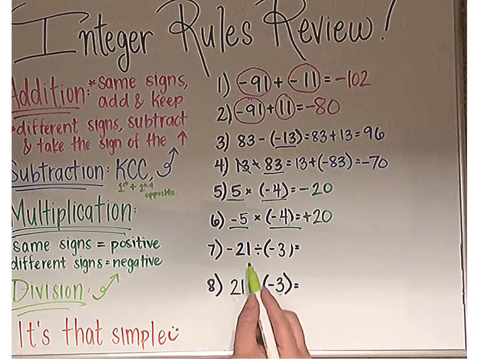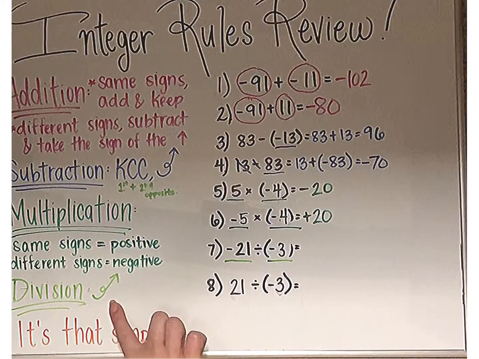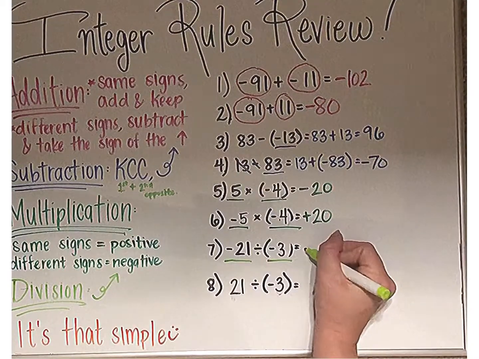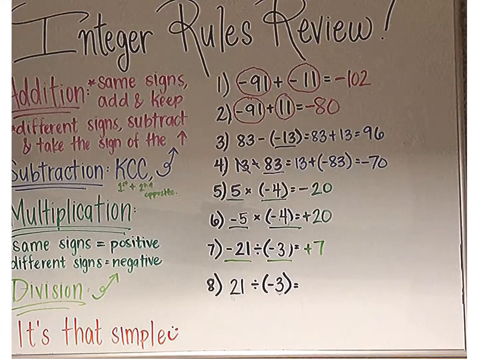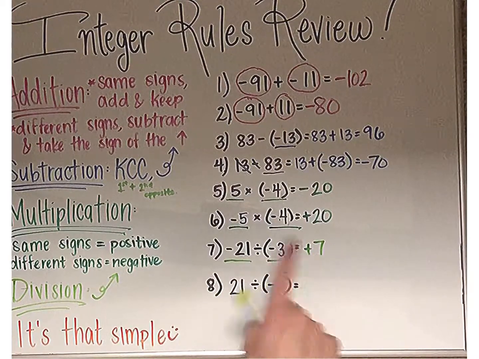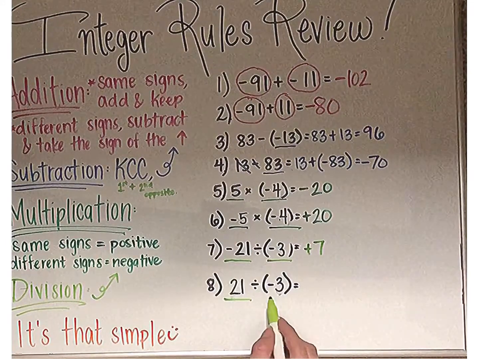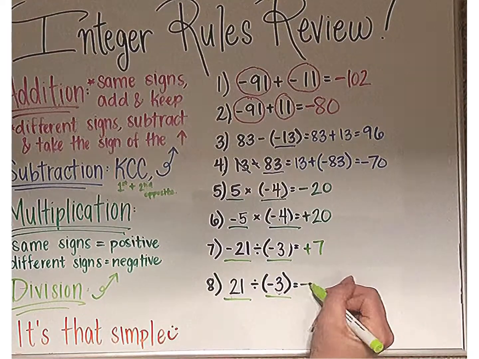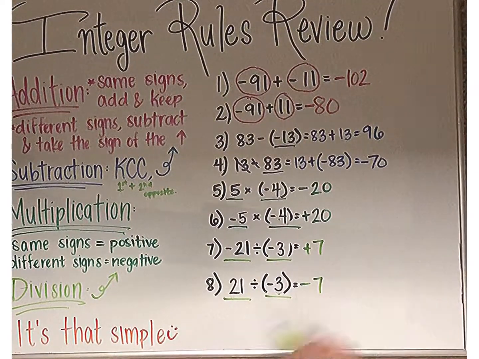Looking at number 7, we have negative 21 and negative 3. Division follows the same rules as multiplication, so same signs are going to equal a positive. And then 21 divided by 3 is 7. Therefore, negative 21 divided by negative 3 equals positive 7. For number 8, we have 21 divided by negative 3. These two numbers have a different sign, so their answer will be negative. Then we do 21 divided by 3, which is 7.